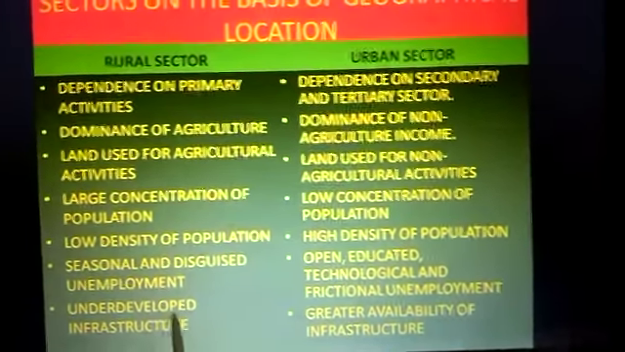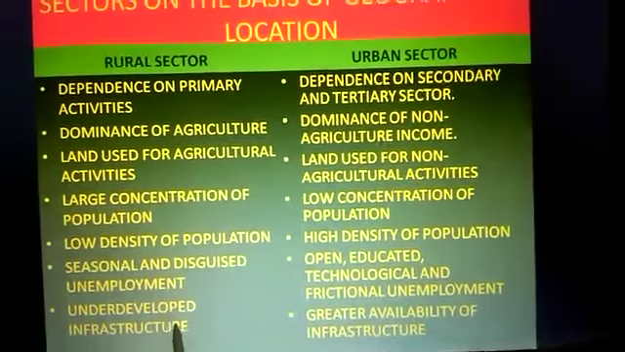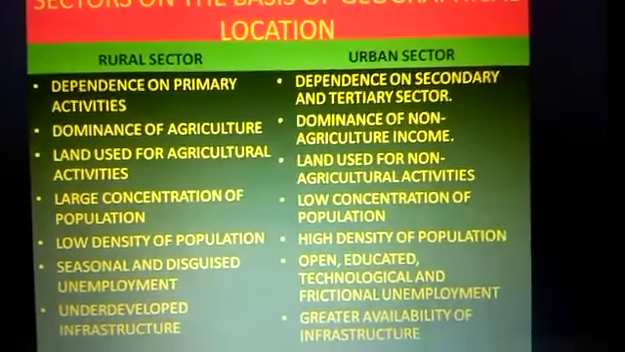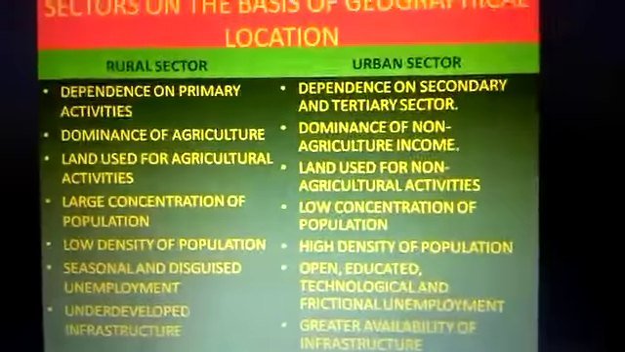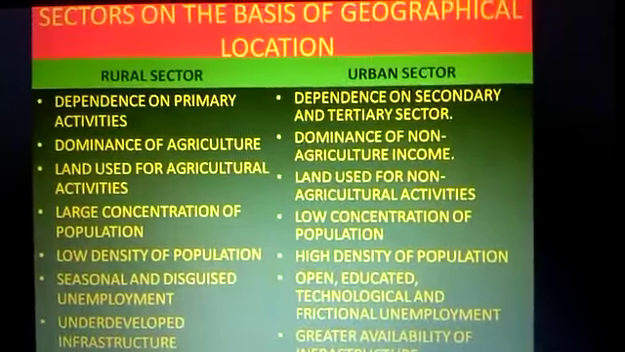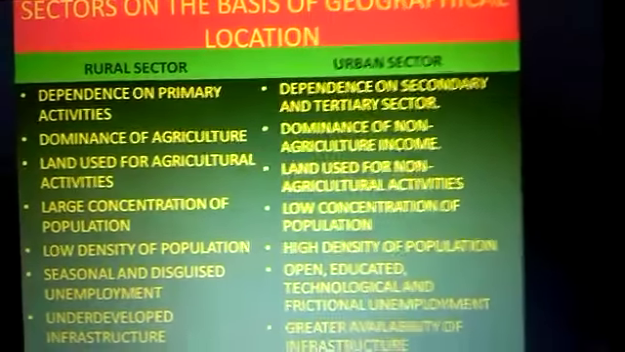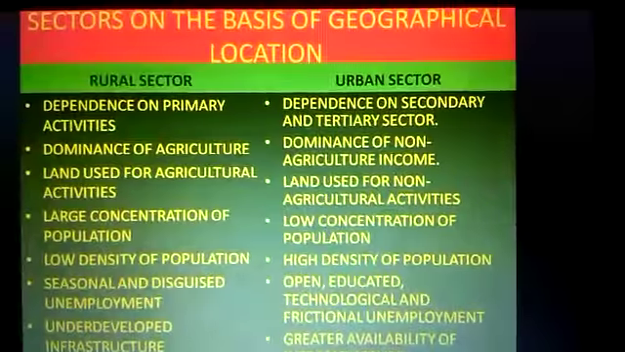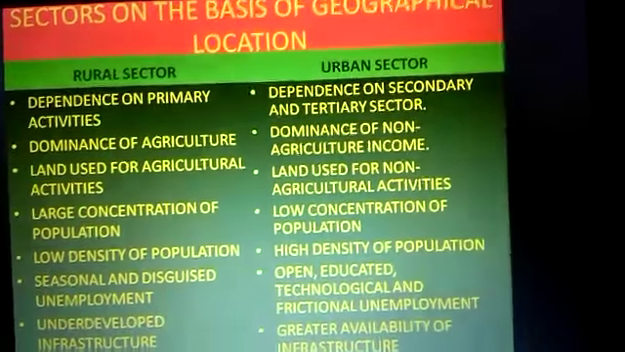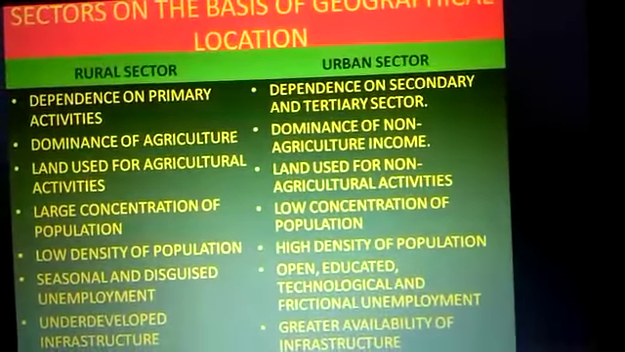Then there is underdeveloped infrastructure. That means no proper roads, schools, hospitals, etc. for the development of the people. Then moving on to the next sector, which is known as the urban sector. It is the sector present in the developed areas of the country. Accordingly, here the people are dependent upon the secondary sector and the tertiary sector.